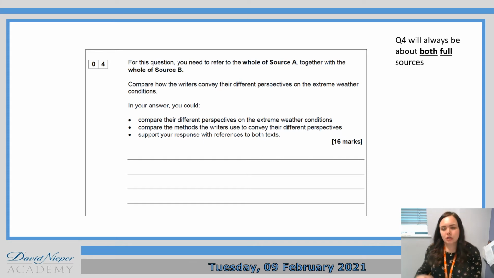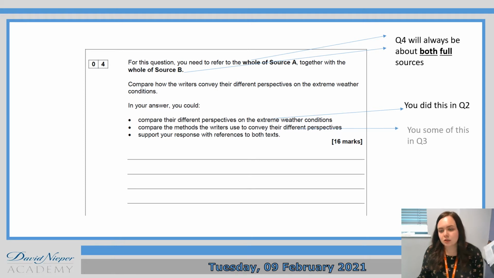a go at it. So just as a reminder then, for this question, you have to refer to the whole of source A together with the whole of source B. So it's not just one extract, it's a comparison of the two. It's asking you to think about how the writers convey their different perspectives on the extreme weather conditions that they're facing. So you've got to compare their perspectives, which is similar to question 2. You've got to compare the methods they use, which is similar to question 3. And you have to provide examples from both sources.